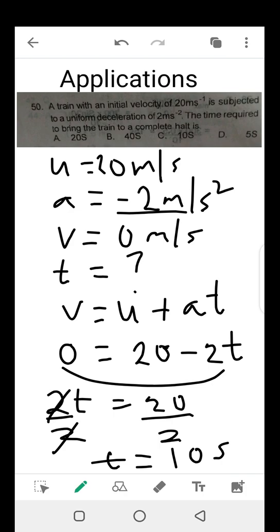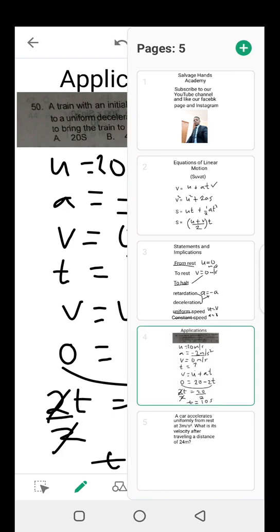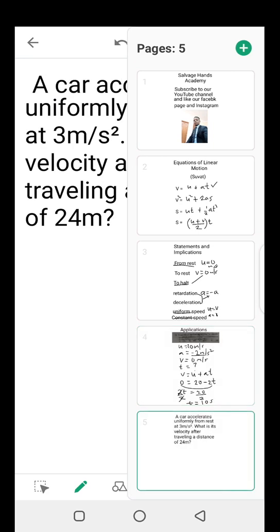That means a train that is moving with an initial velocity of 20 meters per second, and brakes are applied in such a way that it slows down. How long will it take the body to stop? That's the meaning. If the deceleration is 2 meters per second squared, the body will stop after 10 seconds. So let's look at another question now.